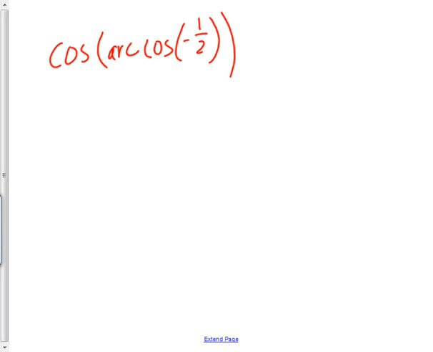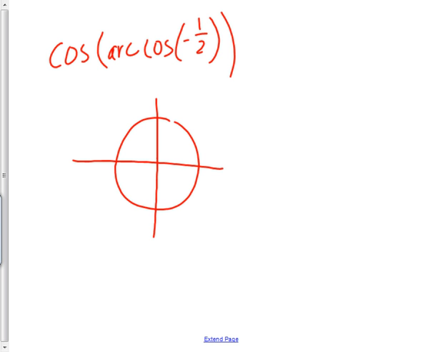So let's go through and solve it. Where is cosine negative? We just talked about it. It's right here, right? So negative 1/2. Here's our angle. And then adjacent is negative 1, hypotenuse 2, opposite root 3. So what's the measure of that angle? 60 degrees. But really, what is this measure?